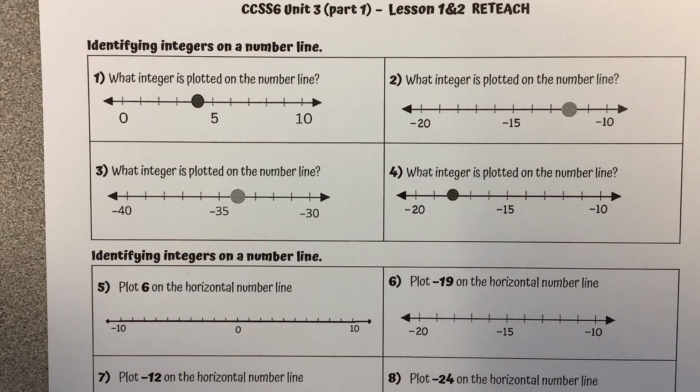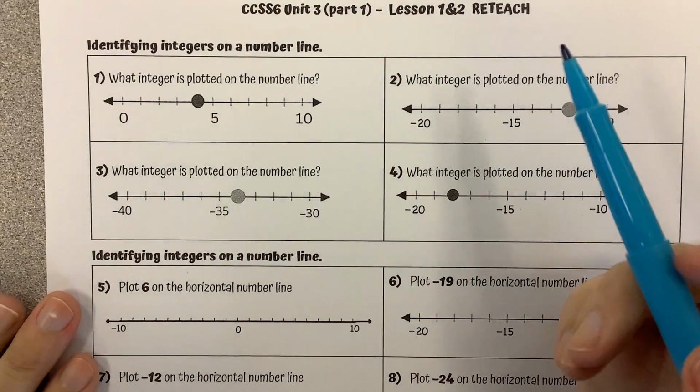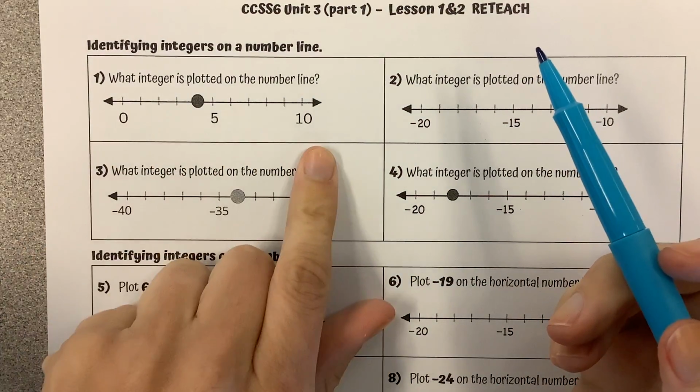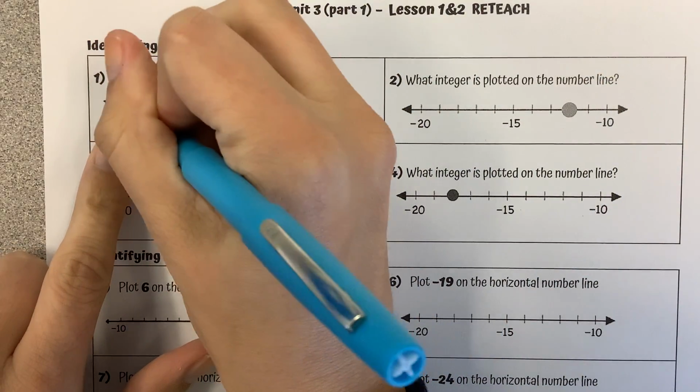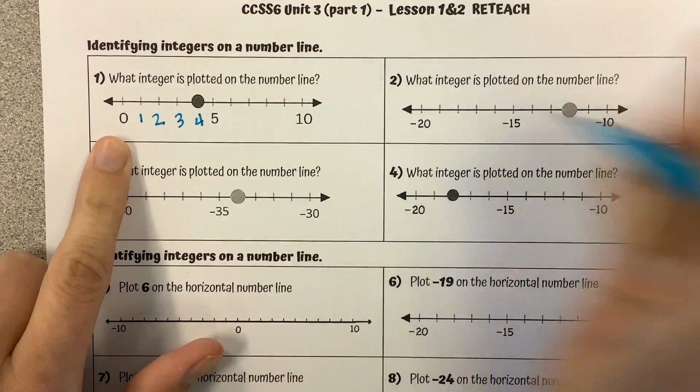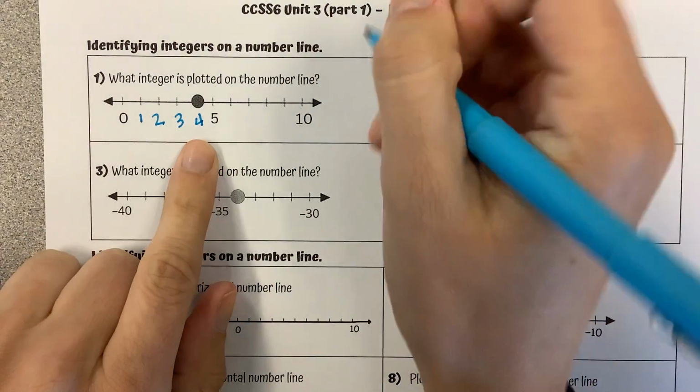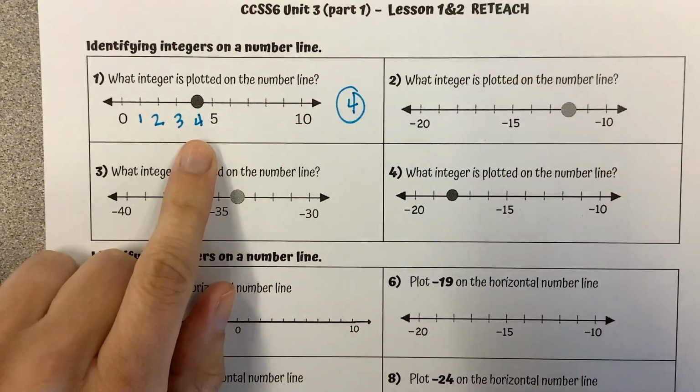Let's take another look at representing integers here. First, we're going to look at identifying integers on a number line. They are plotted for you, and you are going to write what the integer is. Here we have positive values. When I'm counting from 0, I'm going to the right. 1, 2, 3, 4. That means the integer is plotted at 4.